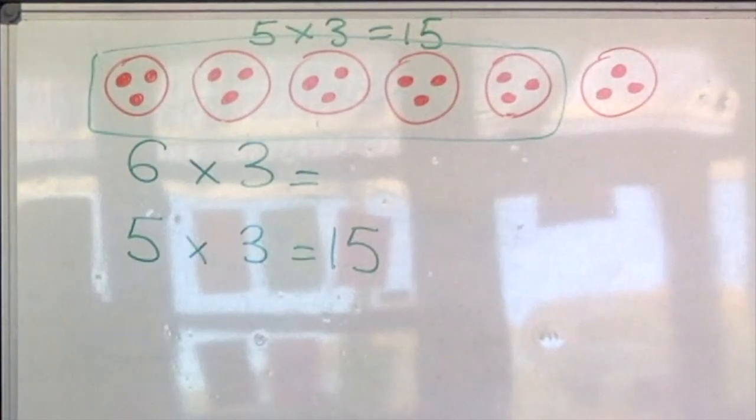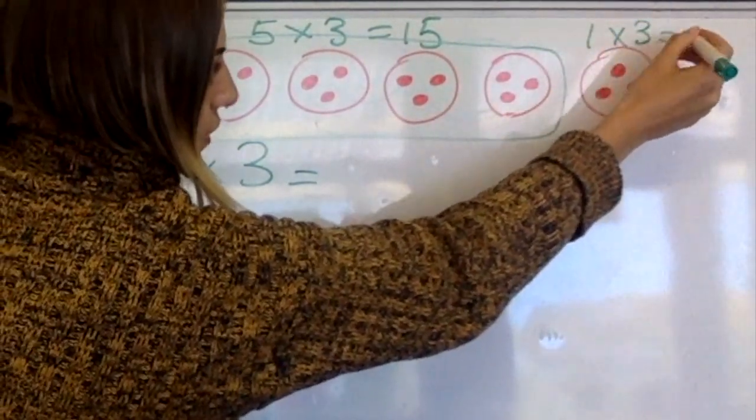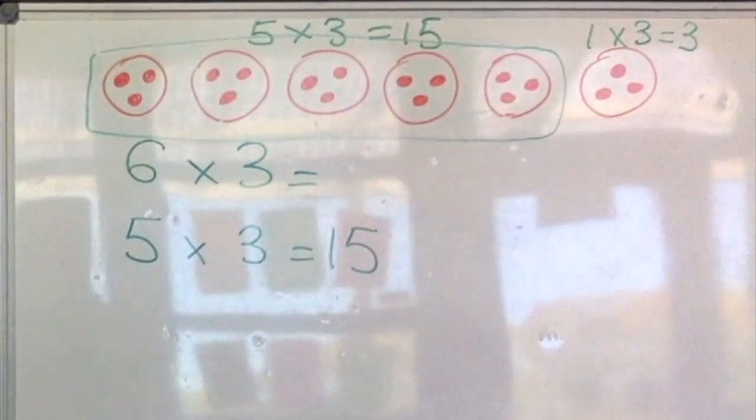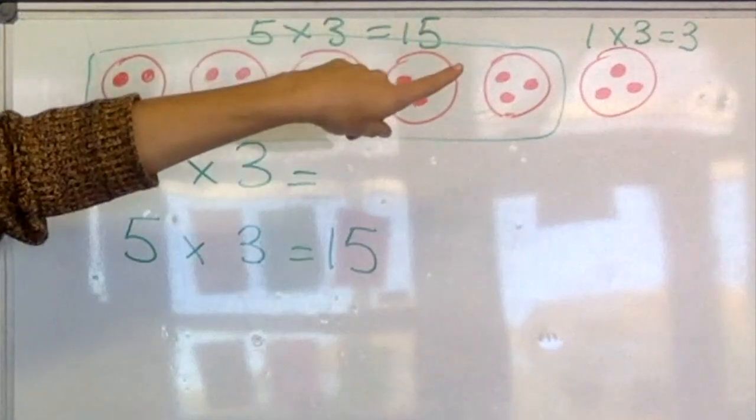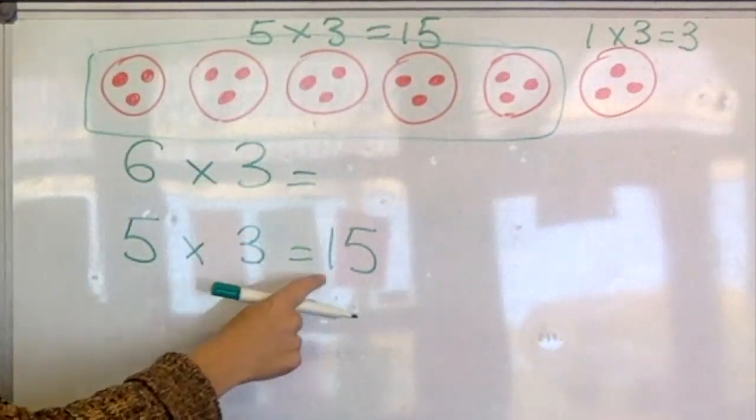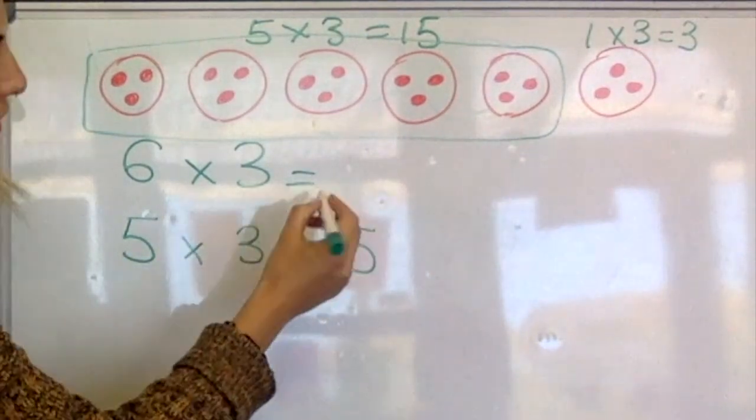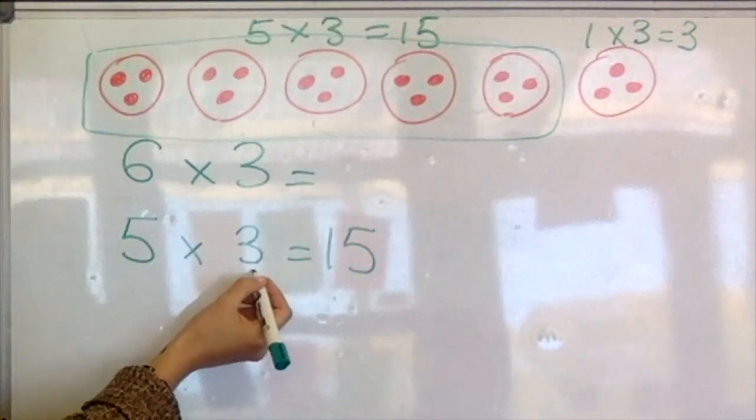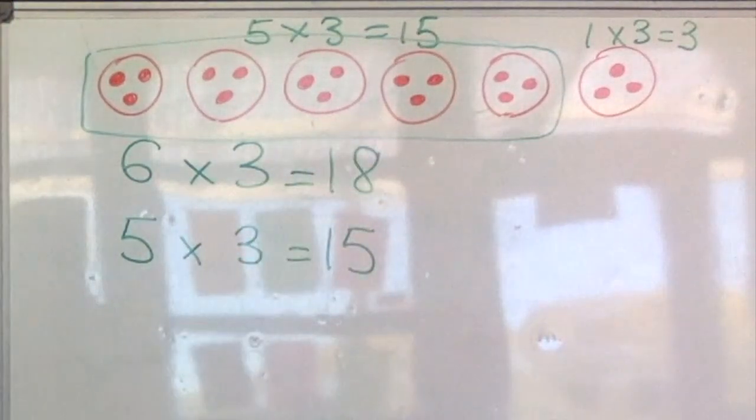And I've got 1 cookie left. So that's just 1 group of 3. So that's just 3 more. So I can take my 5 groups and I can add on 3 more. So 15 and adding on 3 more at the end is 18. So if 5 groups of 3 is 15, then 6 groups of 3 is 18. 15 plus 3. So that's how I can use my 5 times tables to help me.